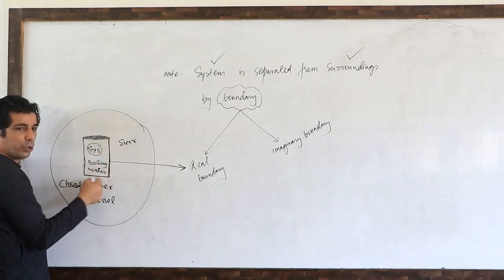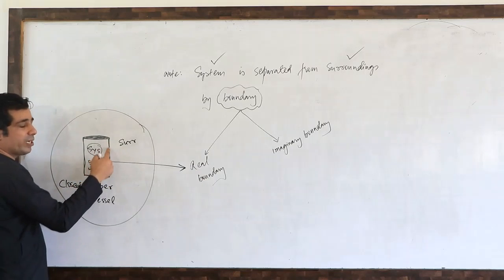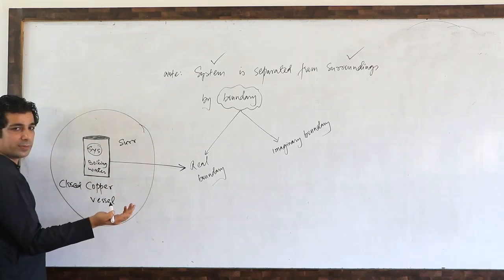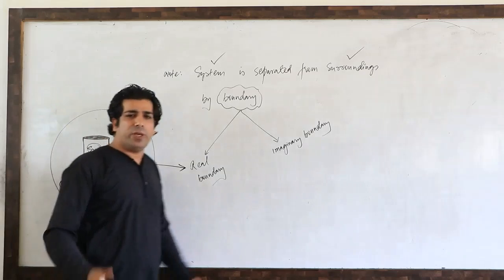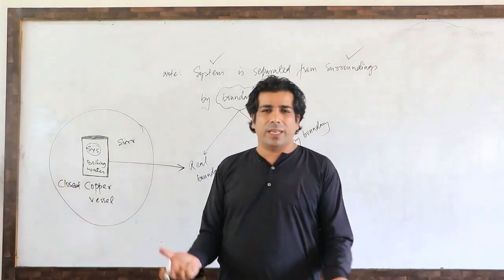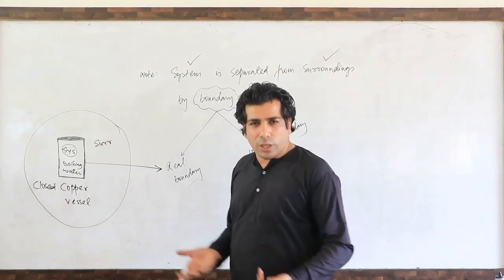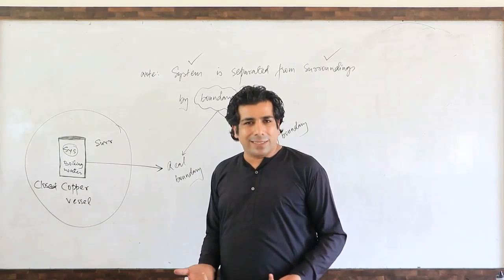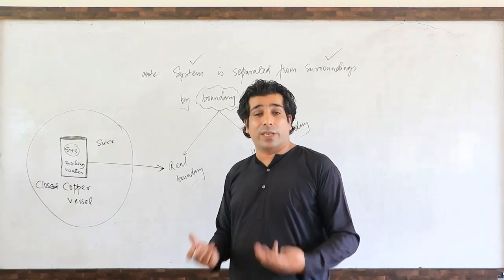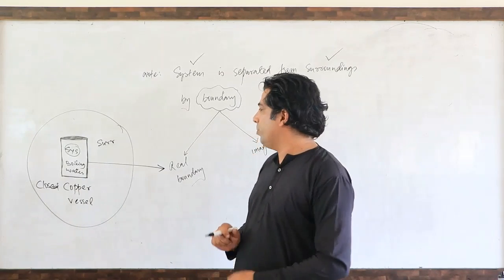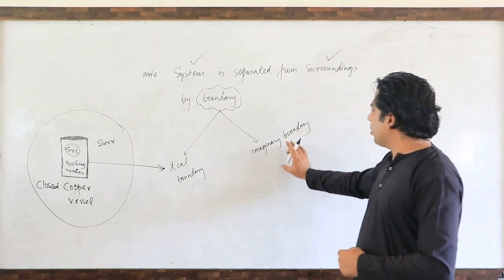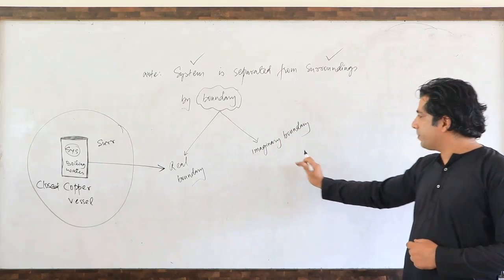It can be made up of aluminium also, it can be made up of wood also. So a real boundary can be your copper, aluminium, zinc, yes or no? It can be even wood also, it can be your glass also, it can be plastic also, it can be rubber, but it should be real. Boundary should be real. Okay, now let's talk of imaginary boundary, my dear friends.